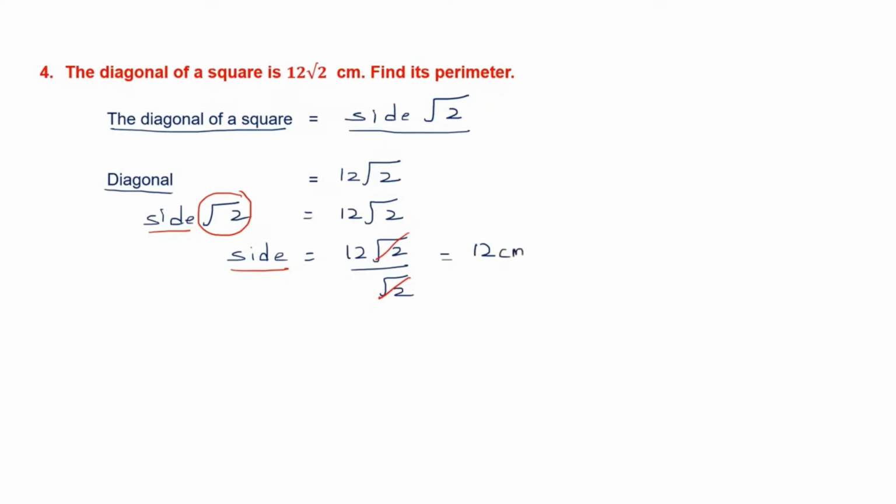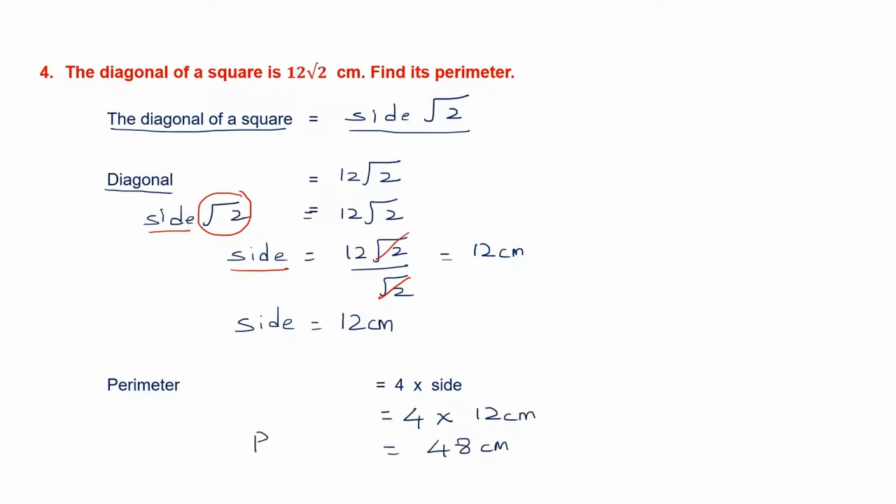Now we can find the perimeter. Perimeter, according to the formula, is 4 into side. And we just found the side to be 12 centimeters. Now let's substitute the value in this formula. So 4 into side, side is 12 centimeters. So 12 fours are 48 centimeters. So now we have found the perimeter of this square to be 48 centimeters. So this is our answer.